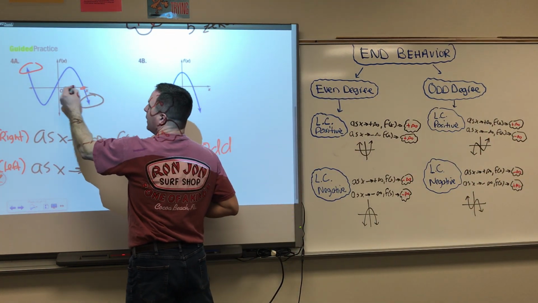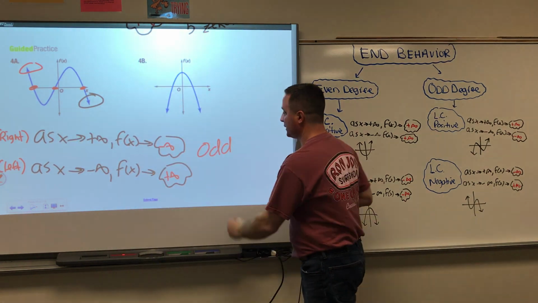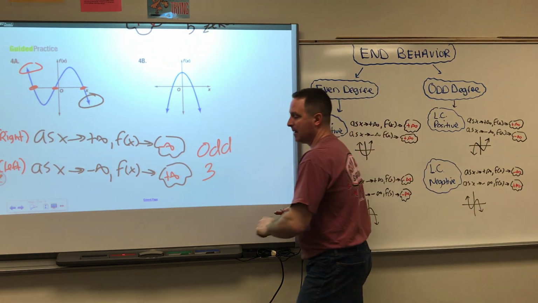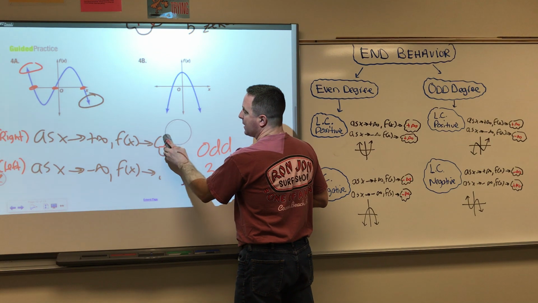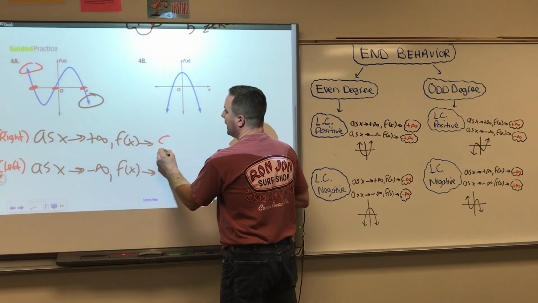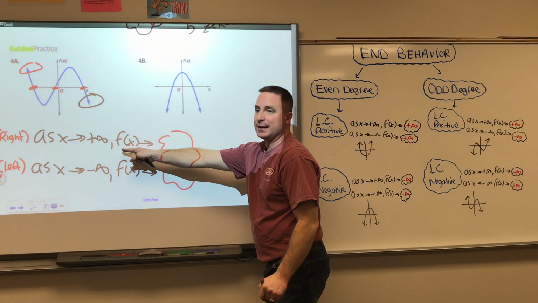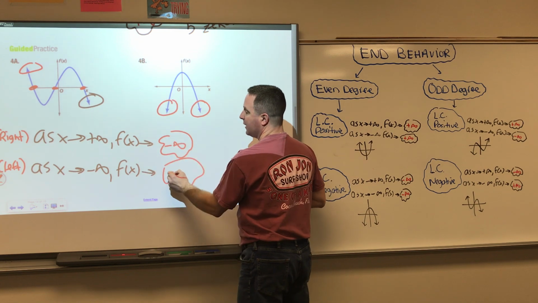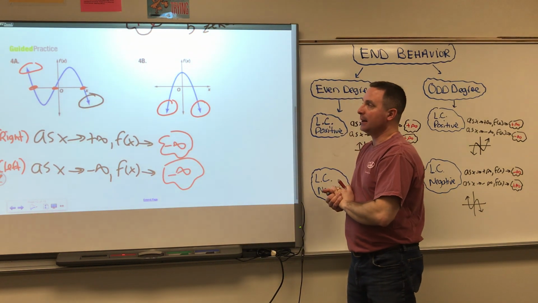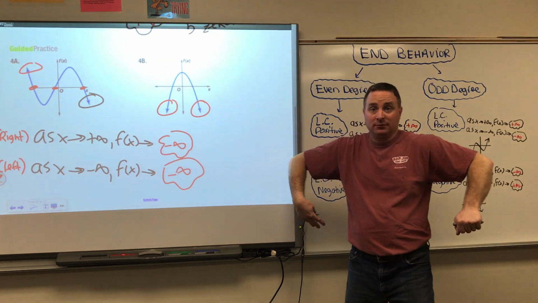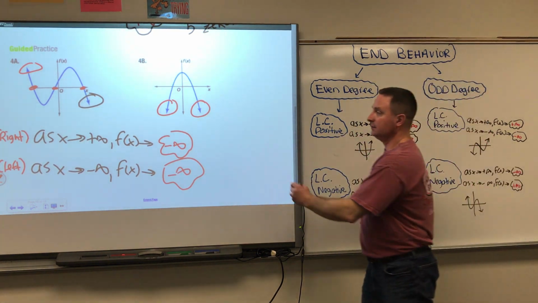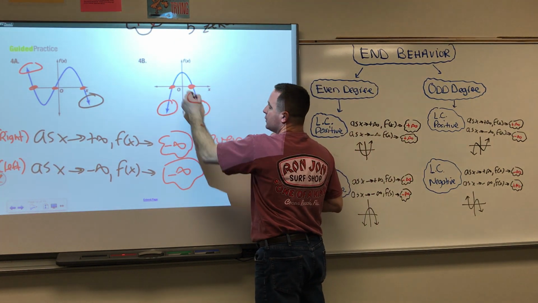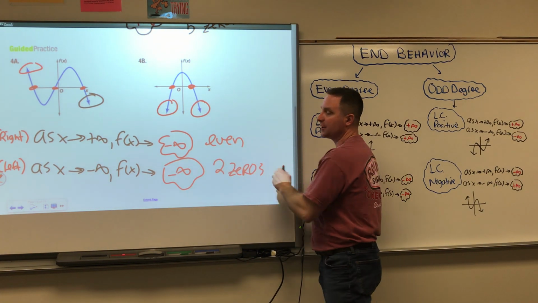And then how many zeros does it have? 1, 2, 3. That should be an odd number of zeros. It's going to be 3 zeros, 3 solutions. Let's do the same thing for the very last one, 4b. Can I fill in the little bubble here? The first one, as I go to the right, looks like that goes to negative infinity. And as I go to the left, it also goes to negative infinity. Because they go the same direction, it's going to be an even degree. And how many zeros does it have? 1, 2. It has 2 zeros.